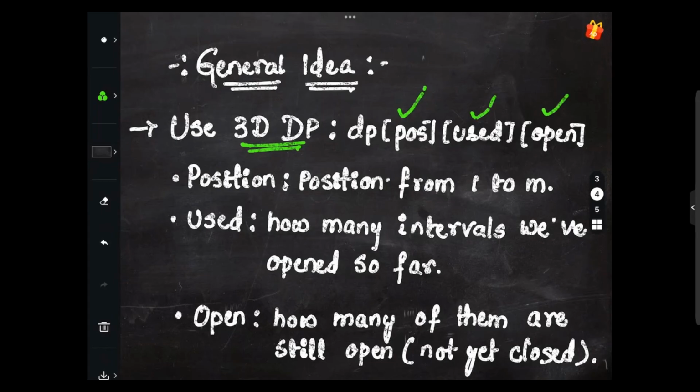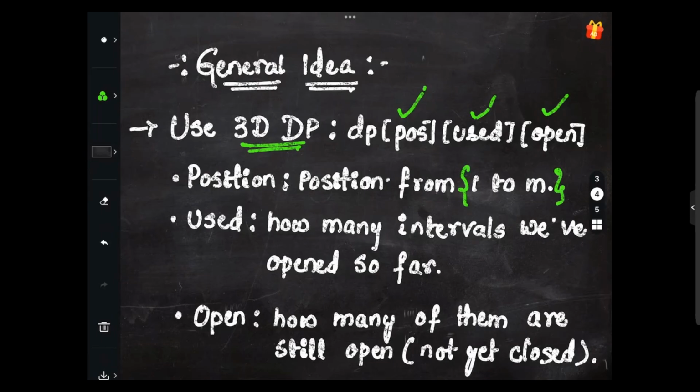Why will we be making use of 3D DP here? Because here we need positions from 1 to m. In the question they have mentioned, Sereja wants to write n non-nested intervals in the range 1 to m. I have stressed this multiple times while reading the question. Sereja wants to write n non-nested intervals in the range 1 to m, such that at least one interval starts at x. At least one interval exists.